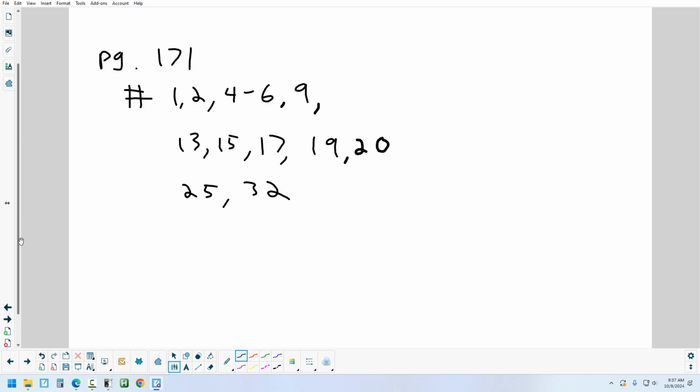Okay, so 1, 2, 4, that's fine. Find the quotient and remainder. 5 and 6 says use the remainder theorem. We talked about that. Number 9, it says use the factor theorem. It's like the last problem we just did. So number 9, just do the remainder theorem. Anywhere you see factor theorem, just change it to remainder theorem. 13.